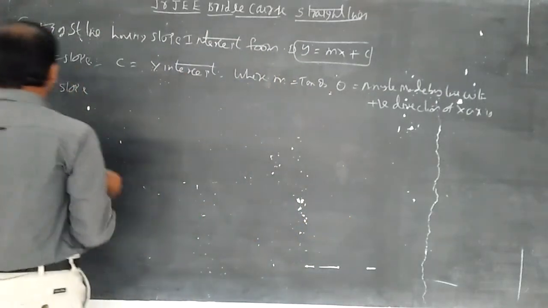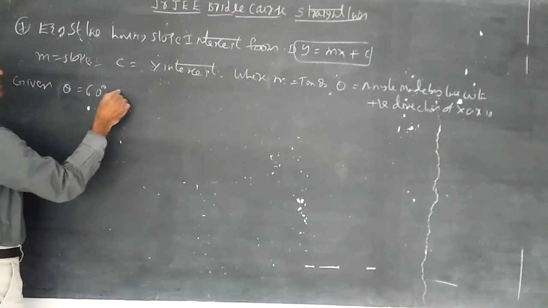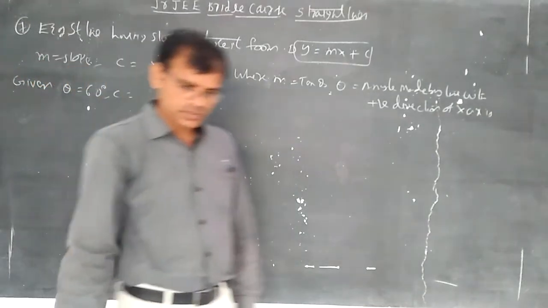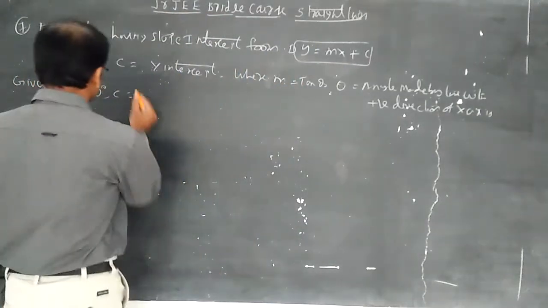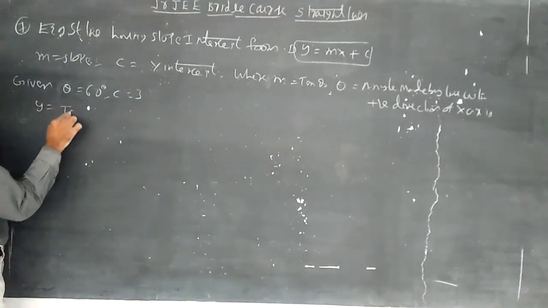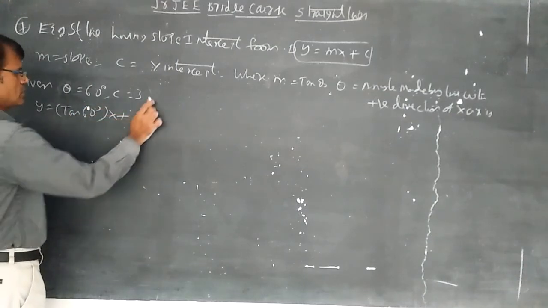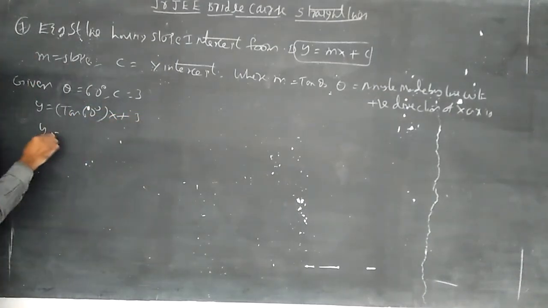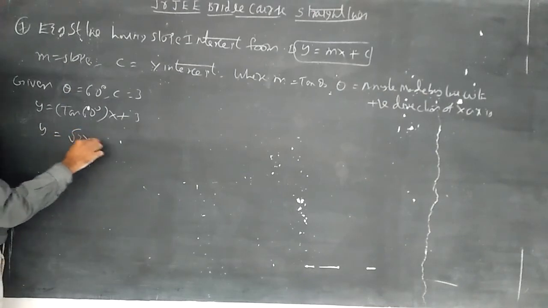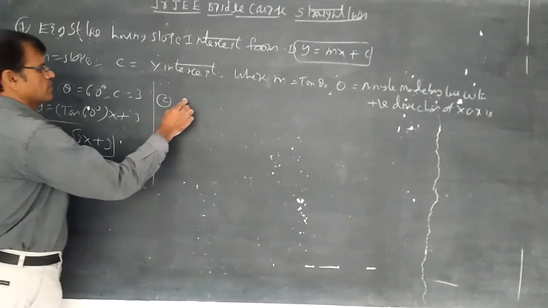So here, given theta is equal to 60 degrees and c is equal to 3. So y is equal to mx plus c, you can write tan 60 into x plus 3. The value of tan 60 is root 3, so y is equal to root 3 x plus 3. That's all. This is the first question.